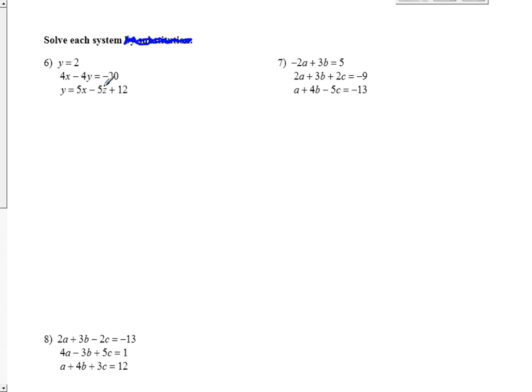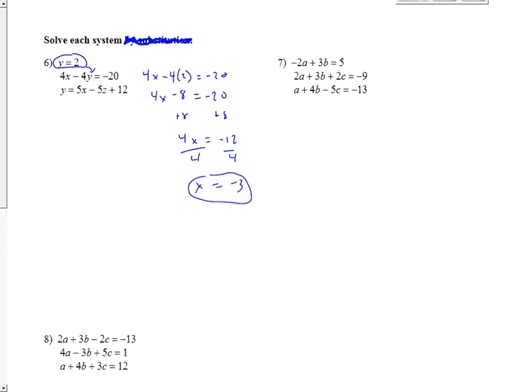All right, so let's look at number 6. Right now, we know that y is equal to 2. So we're going to take that y equals 2 and plug it into the second equation in place of y. That gives us 4x minus 4 times 2 equals negative 20. So that gives us 4x minus 8 equals negative 20. And then we just solve. Here we add 8. We get 4x equals negative 12. Divide by 4, and we get x equals negative 3.